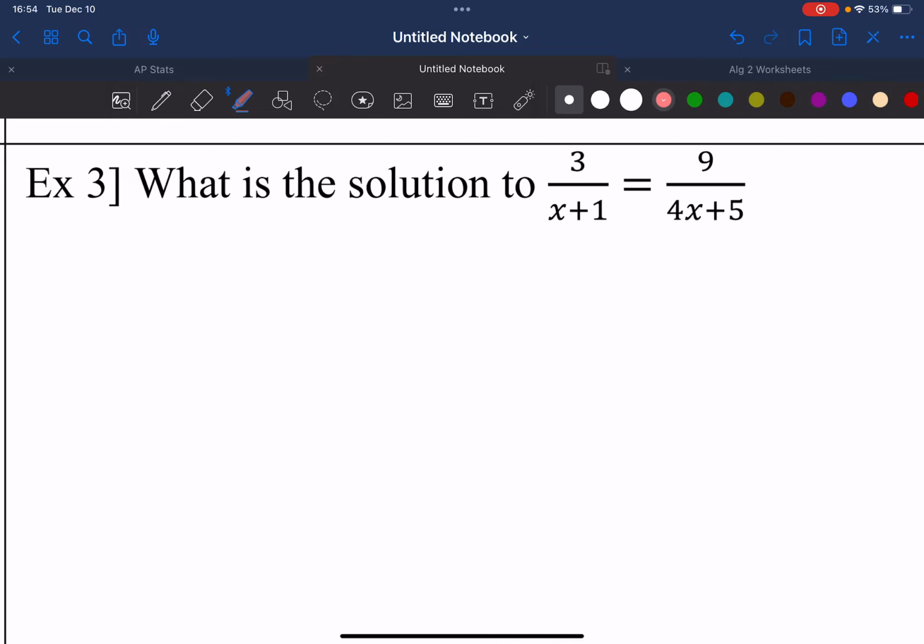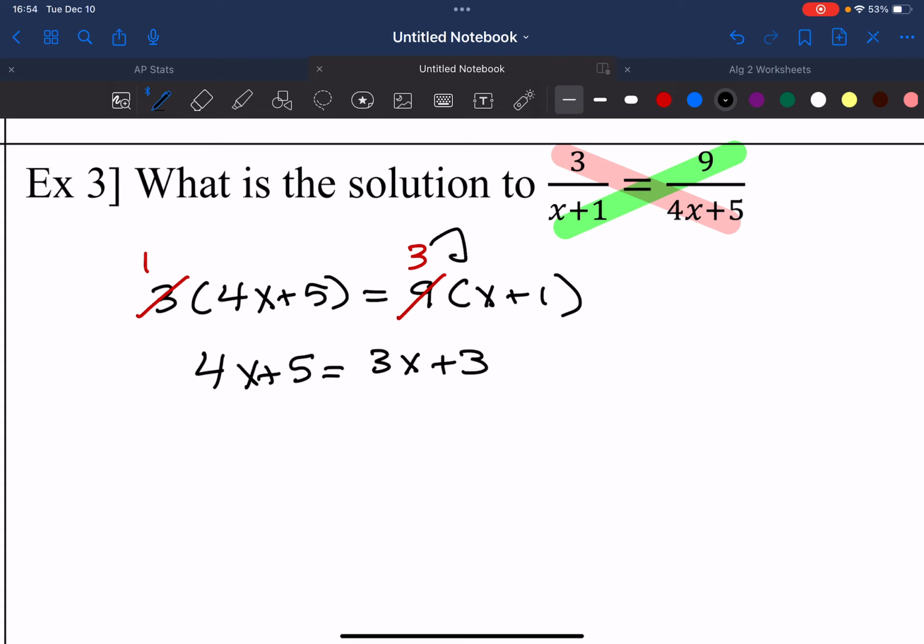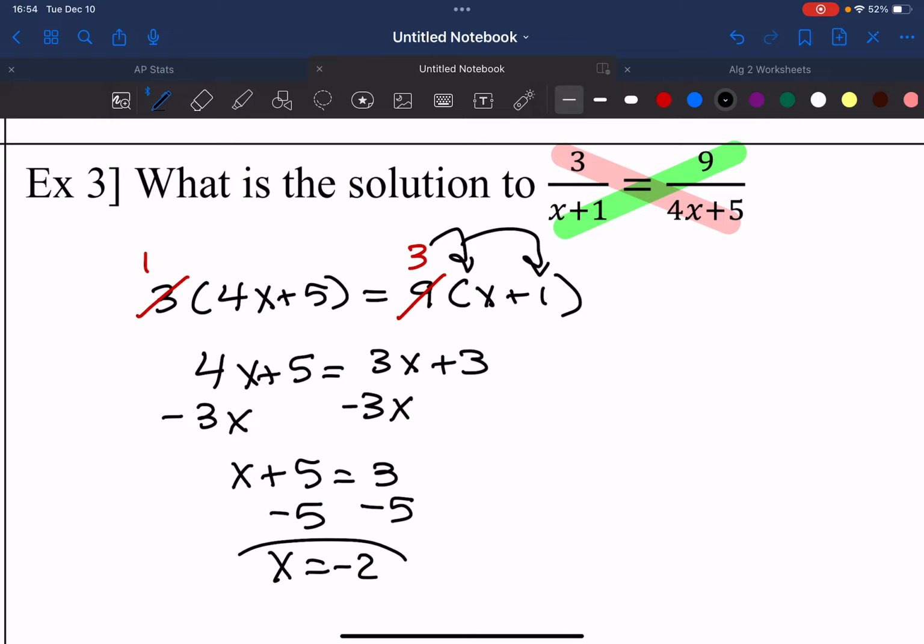Number 3, same thing, I'm going to cross multiply because I already have a fraction equal to another fraction. So I have 3 times 4x plus 5 is equal to 9 times x plus 1. I could reduce the 3 and the 9 and turn this to a 1 and this to a 3 because they're both divisible by 3. And then I can rewrite this as 4x plus 5 is equal to 3x plus 3 if I distribute the 3. So I'm going to subtract 3x, and I have x plus 5 is equal to 3. Subtract 5, I have x is equal to negative 2.